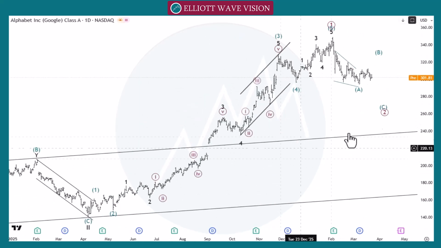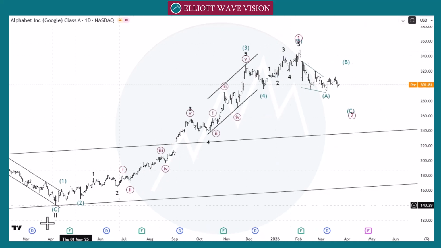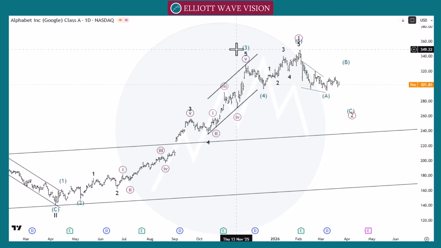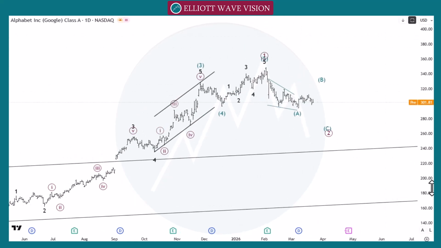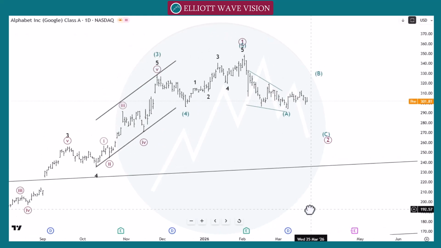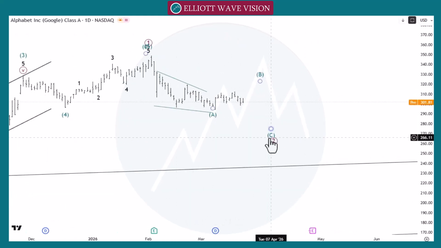So in this pair, market give us this proper strong impulsive move as a green wave 1, 2, 3, 4, 5 of this brown wave 1. Now we are looking for the correction as a wave A, wave B and wave C.